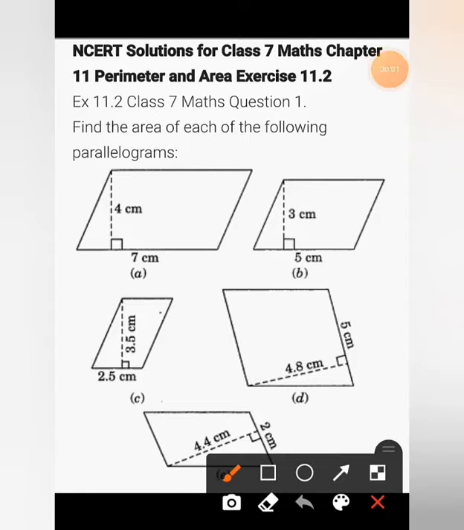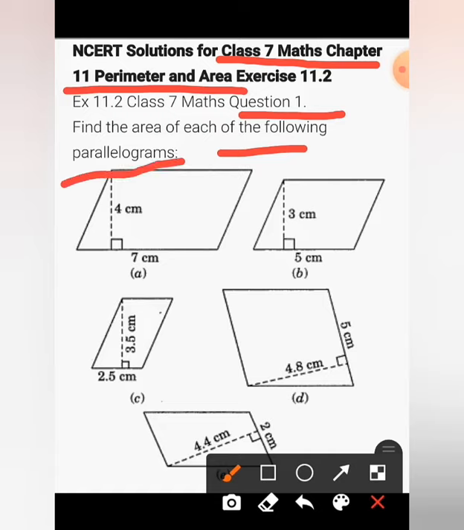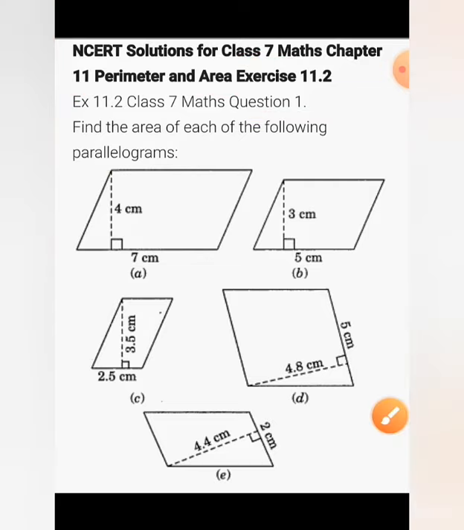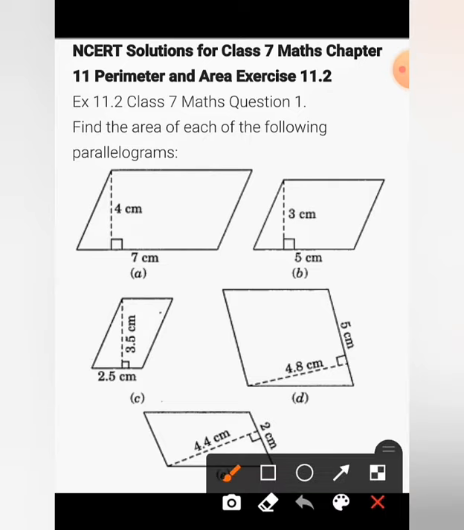Now we will see exercise 11.2 of chapter 11, perimeter and area of standard 7th maths. Okay, so exercise 11.2, this is question number 1. Find the area of each of the following parallelograms. Here are some figures given to us. Parallelograms are given to us and we have to find out its area. So just now we have seen in the introduction video that for finding area of parallelogram, the formula is base into height. So we need base and height, and we just have to multiply and we will get the area of all these parallelograms. Okay, so here there are A, B, C, D, E, 5 figures given to us.